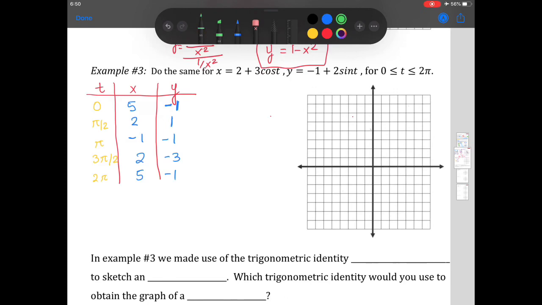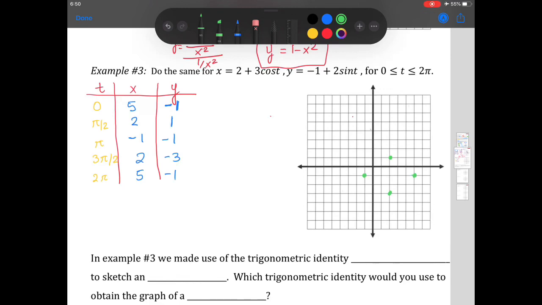5, -1. Then you have 2, 1, 1, 2, and 1. Then I have negative 1, negative 1, negative 1, negative 1. I have 2, negative 3, 1, 2, 3, negative 3, and 5, negative 1.